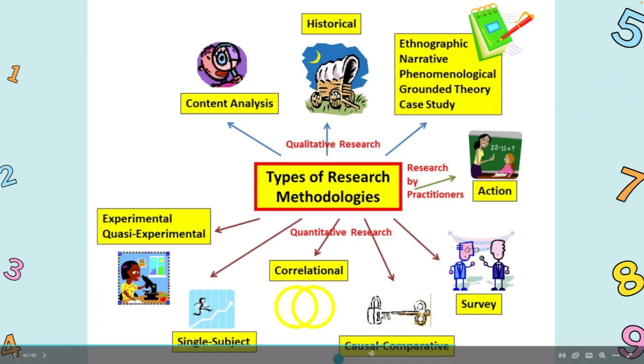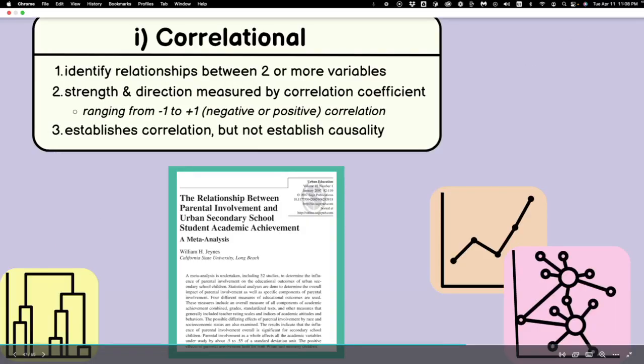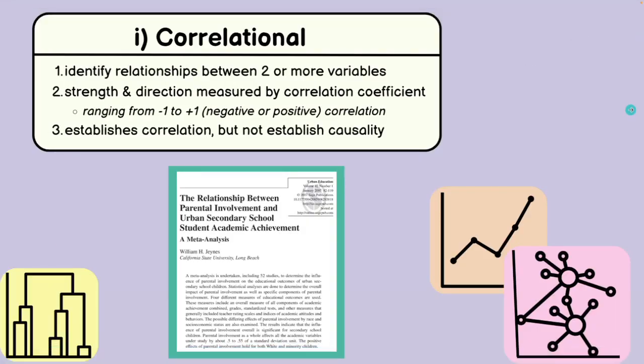Now we can look at the quantitative types of analysis. The first is the correlational analysis, where we're trying to quantify the relationship between two variables. We are trying to determine the strength as well as the direction of the relationship between these two variables. Are they negatively correlated or positively correlated? And how strong is the correlation?